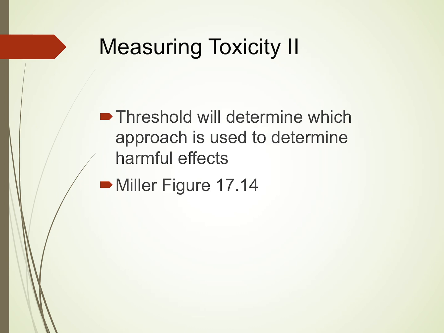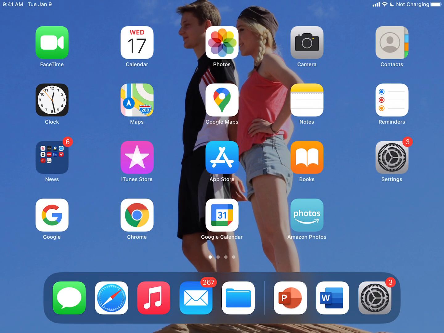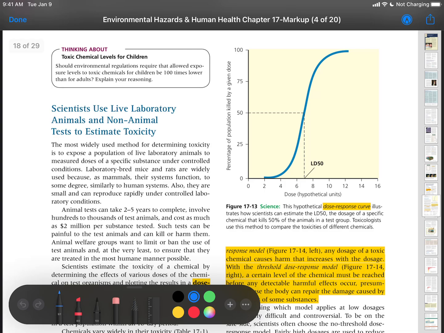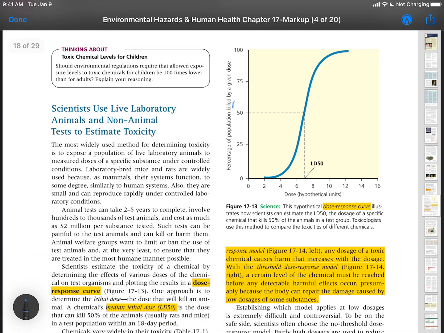Let's jump over to Miller real quick, because he does a real good job here, figure 17-13. This is just a dose response curve, and this one is showing an LD50. This is the percentage of the population actually killed by a given dosage. So what you do is you look at the dosage at which 50% of the population is killed. That's how you determine your LD50. This might be hypothetical units. It might be something like milligrams of contaminant per kilogram of body weight. That's common. So this is how you would get an LD50.